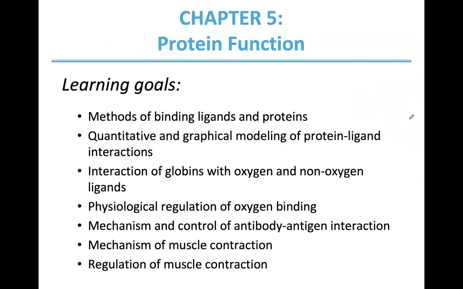So let's go back to the first slide. What are we going to learn in this chapter? This chapter is going to revolve around oxygen and its transport through biological systems. We're going to learn on this example how ligands, which are small molecules, bind to proteins. We're going to try to describe this in a quantitative manner, so we're going to use some math. We're going to look at the structural features of these interactions, specifically where oxygen is sitting in the globin, in the protein that transports it.